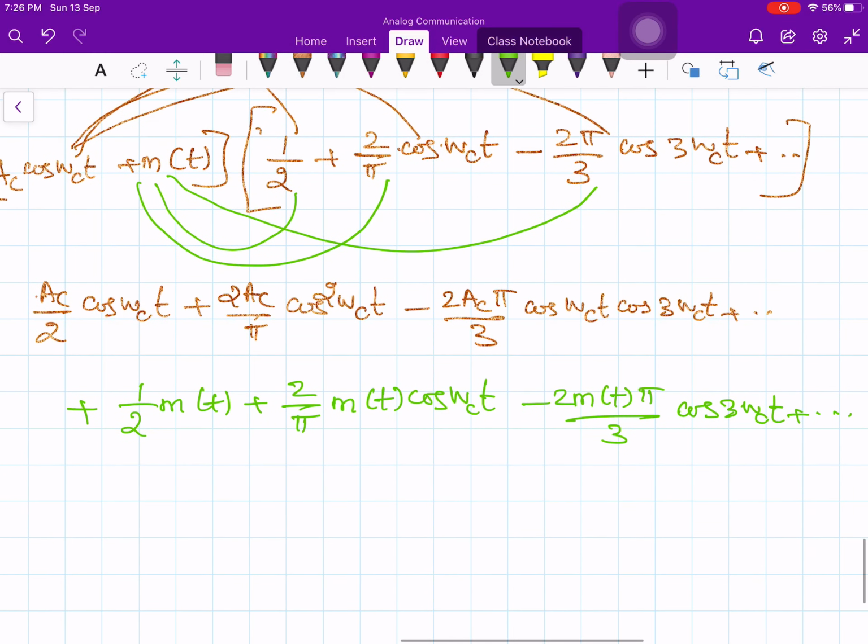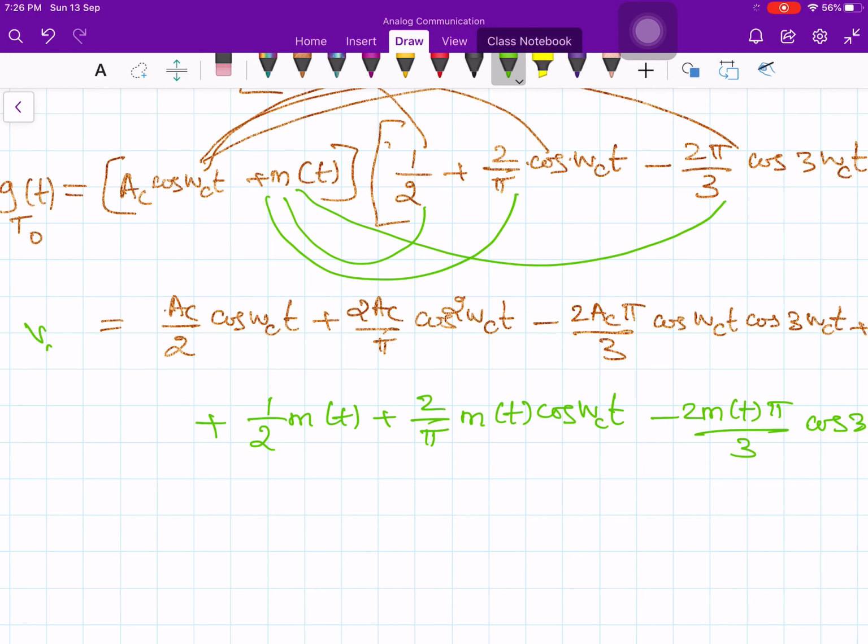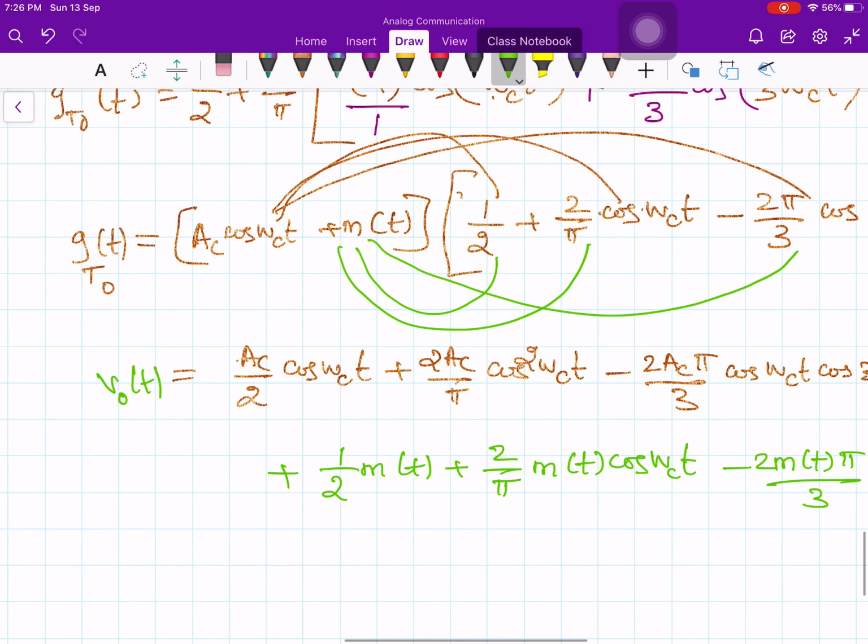And this v naught of t is applied to a band pass filter. What is this? This is my v naught of t. I am sorry, this is wrong. This is v naught of t.